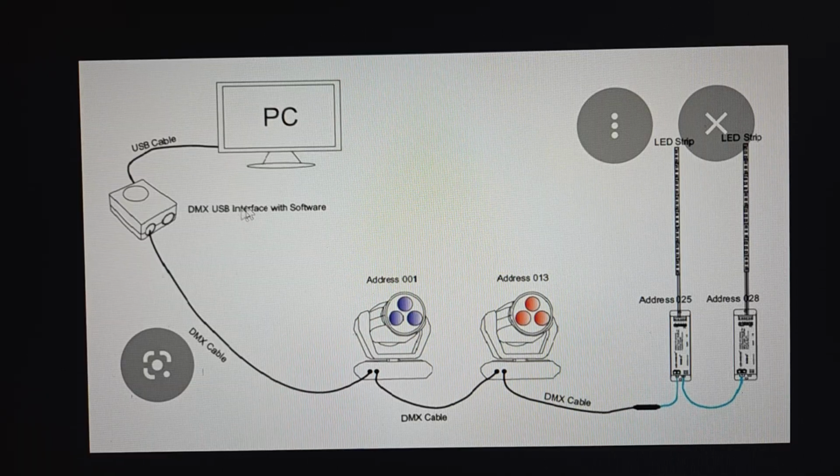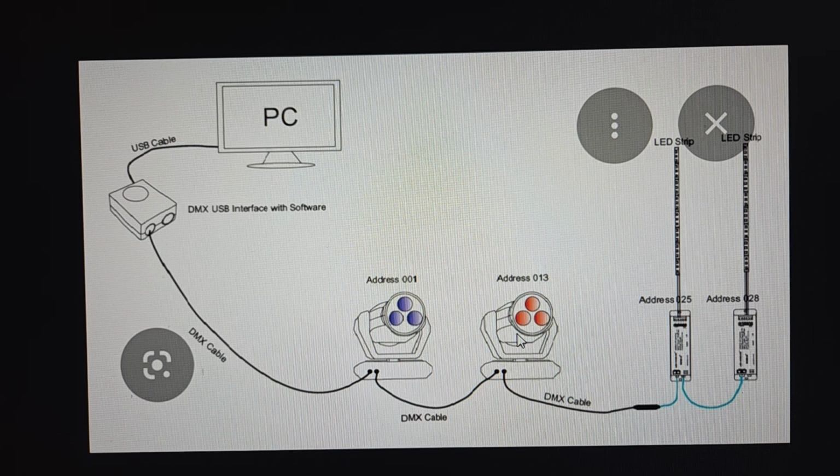It's the same thing. This looks to be a 2-universe dongle, line 1, line 2. Okay, line 1, let's say it's universe 1, is coming out and it's going to this light. This light utilizes 12 channels.